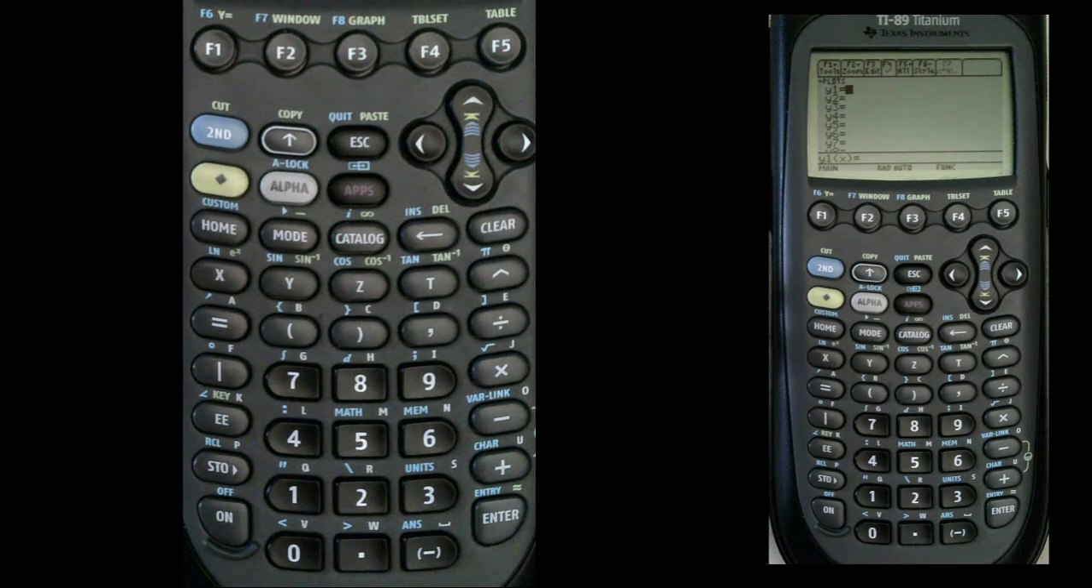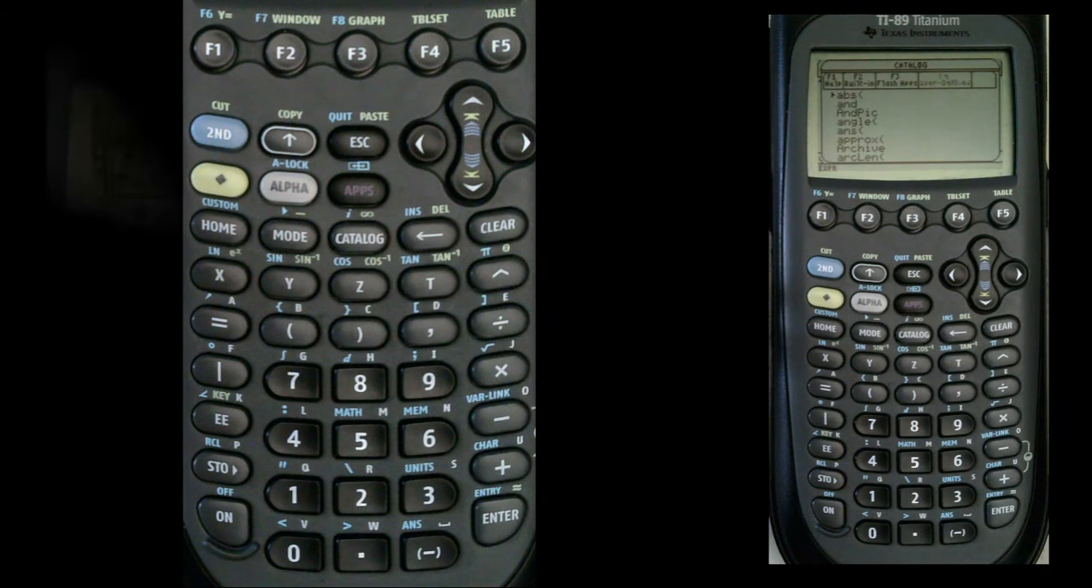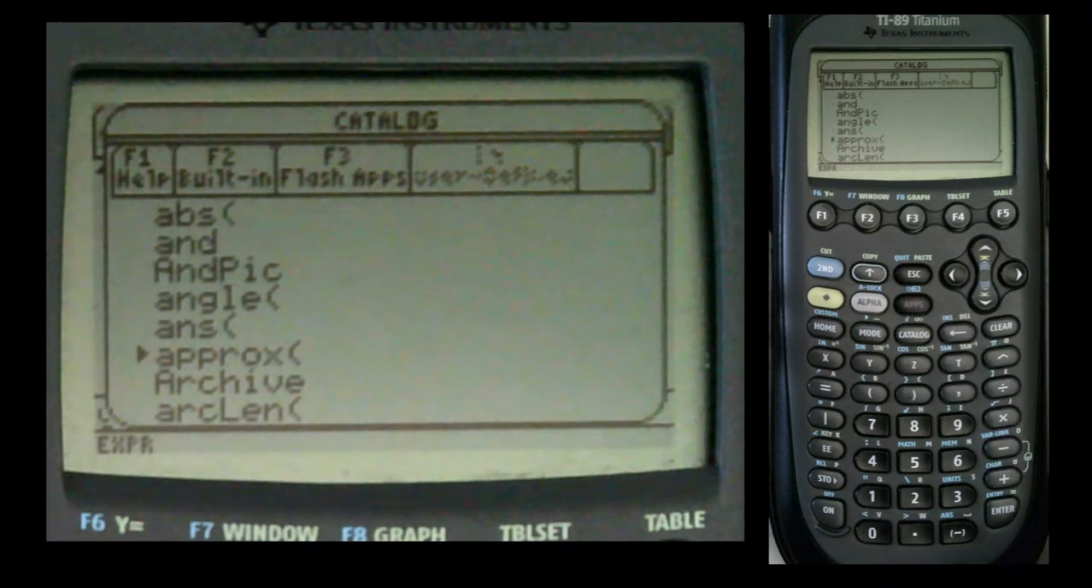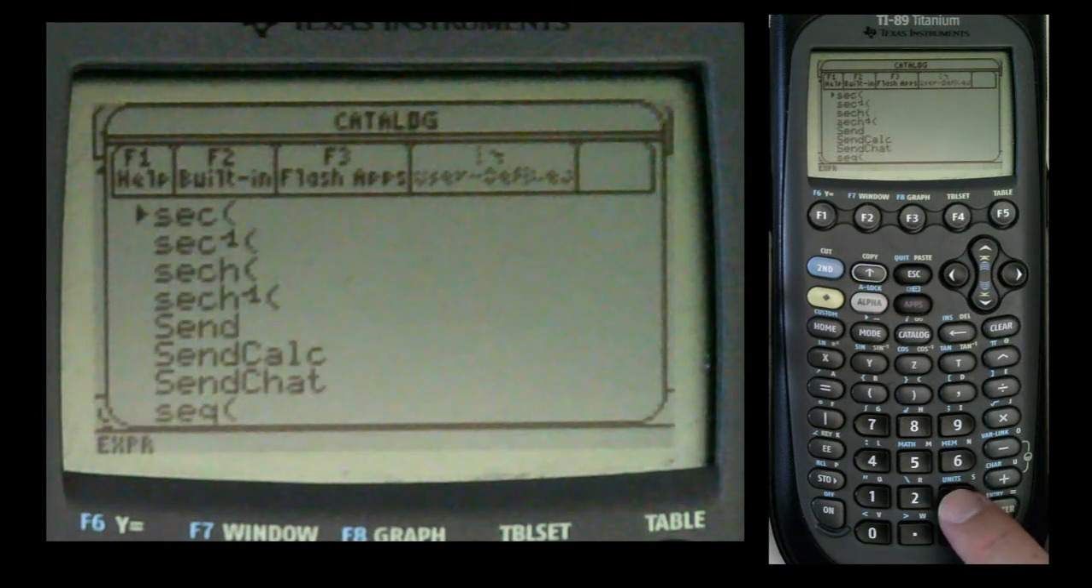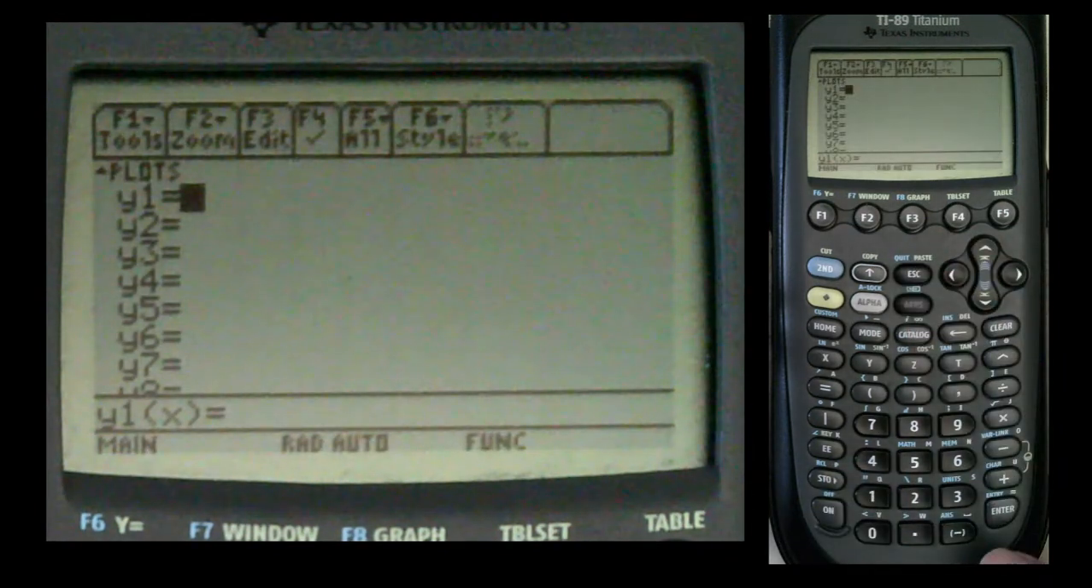So there are three ways we could go about doing this. One of them would be to type in 1 over cosine of x, because we know secant is 1 over cosine. The second way is we could go to the catalog, which is that button, and then you can see that we have all of the functions. If we jump down to s by hitting where the alpha would be, you can see that secant is there. But the easiest way to do it is to actually just type in secant using the alpha.